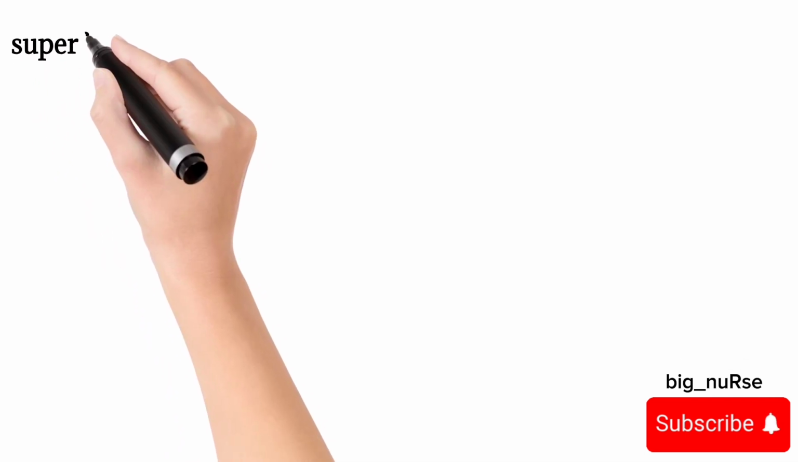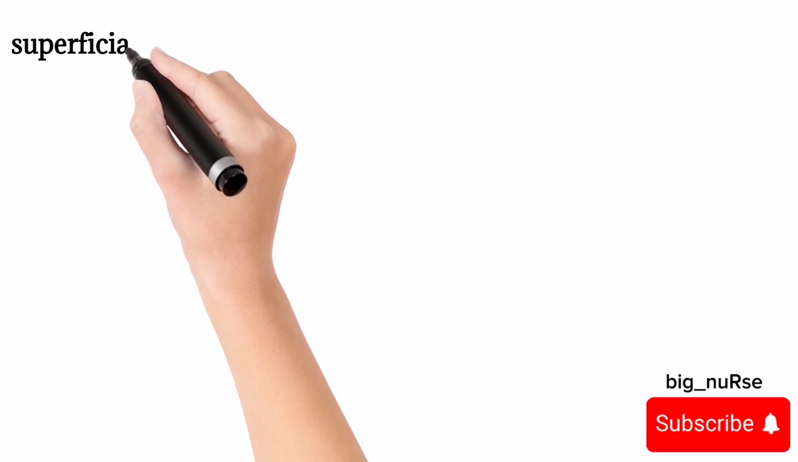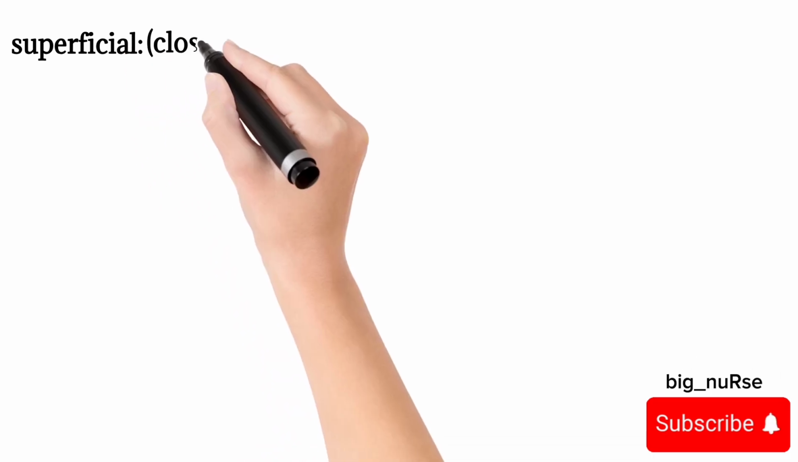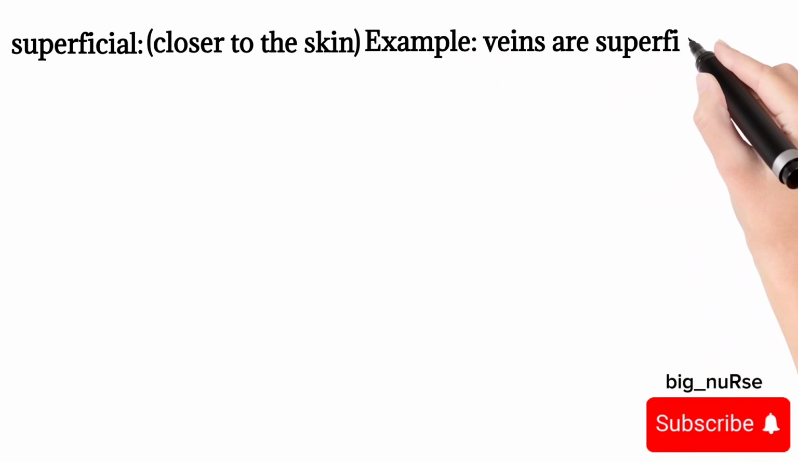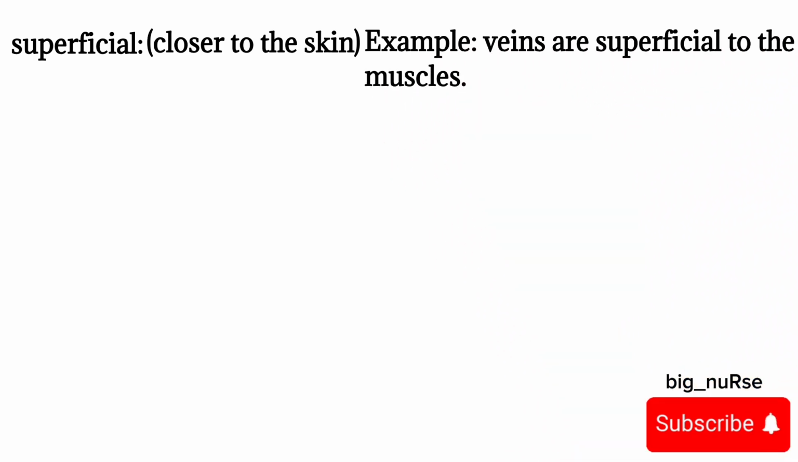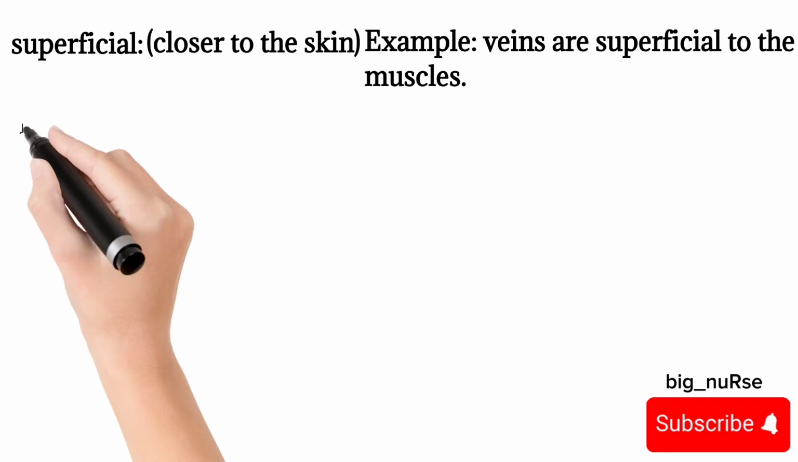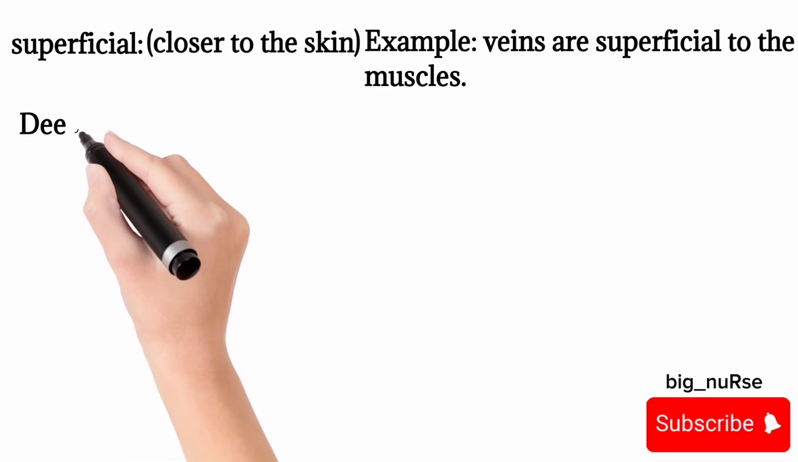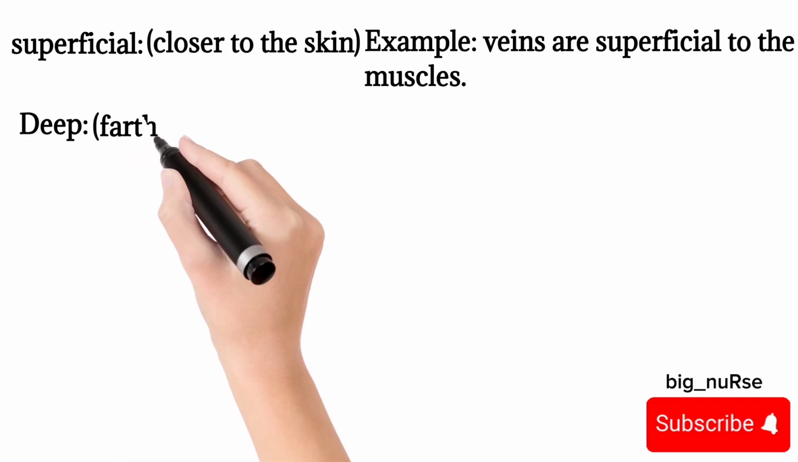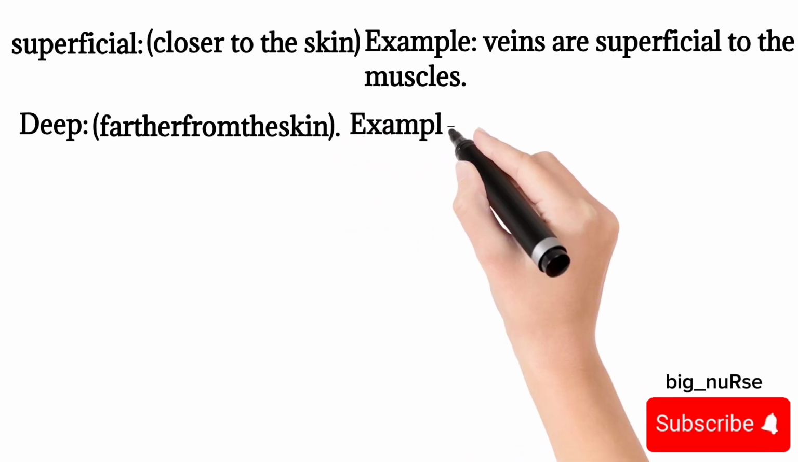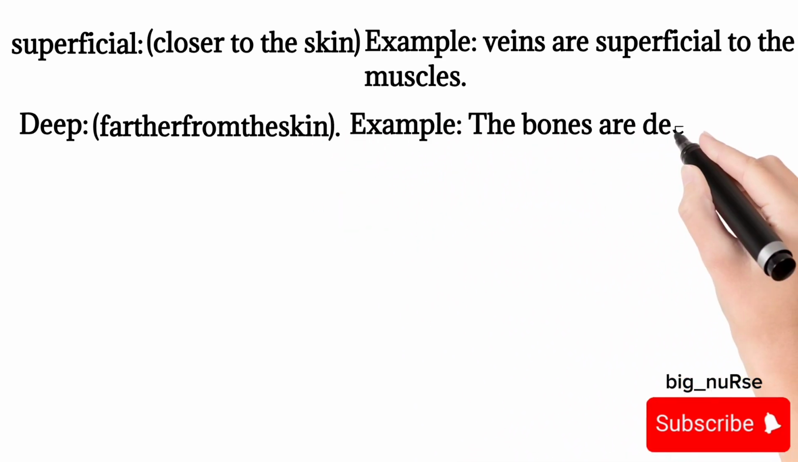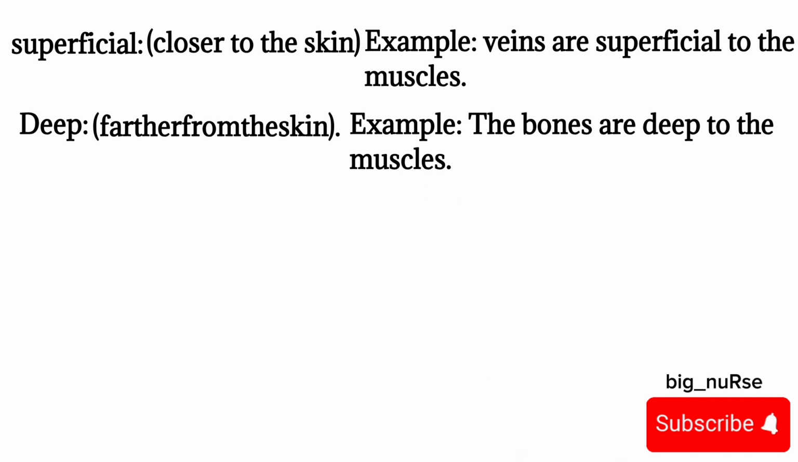Now let's move to superficial position. Superficial position means closer to the skin in anatomy. An example is veins are superficial to the muscle. That means the veins are closer to the skin than the muscles. And then the other one is deep position, which is further from the skin. An example is the bones are deep to the muscle.